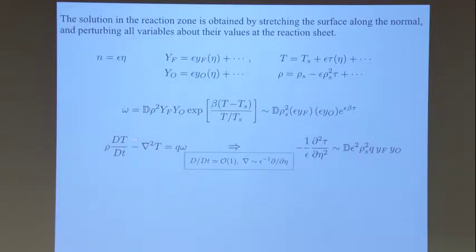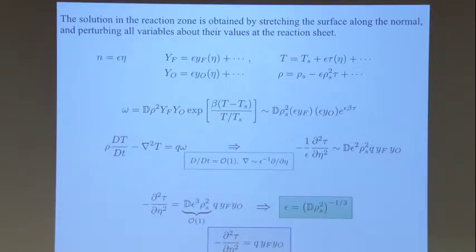And since the major variations are going to be in the normal direction, the dominant term is diffusion. We know that that's usually the dominant flux. So what you get for the temperature equation is the contribution from the Laplacian, which is this, balancing the reaction term.